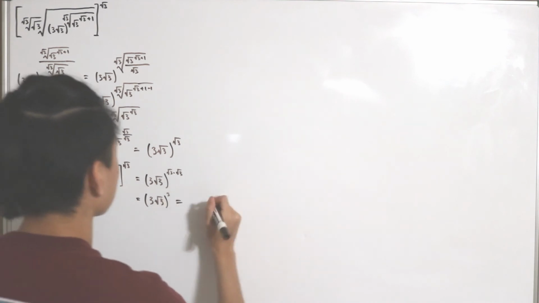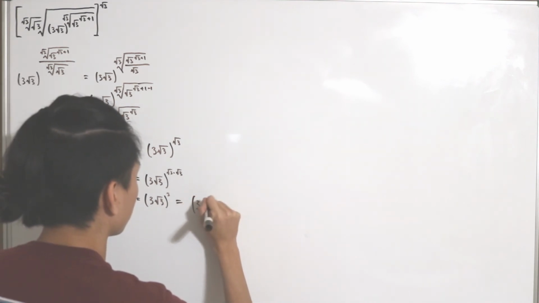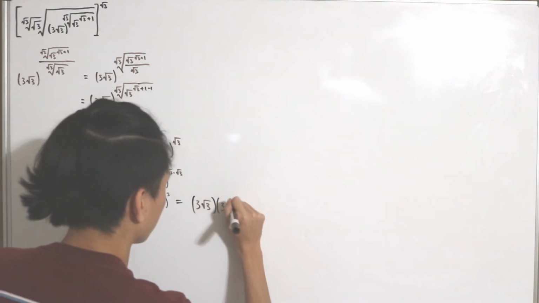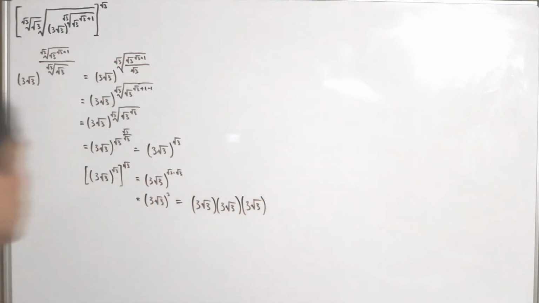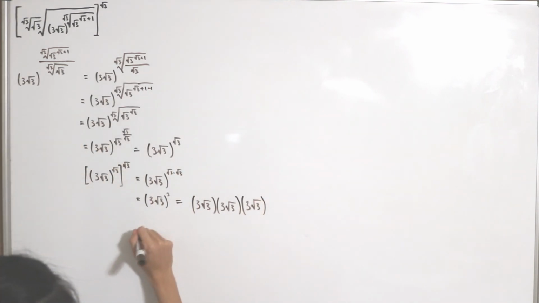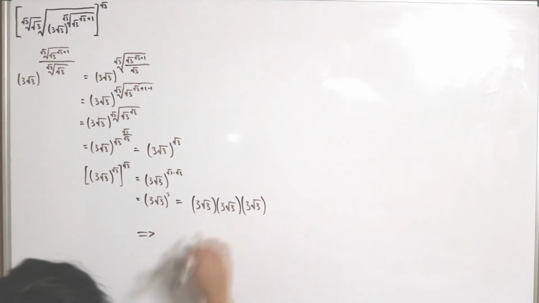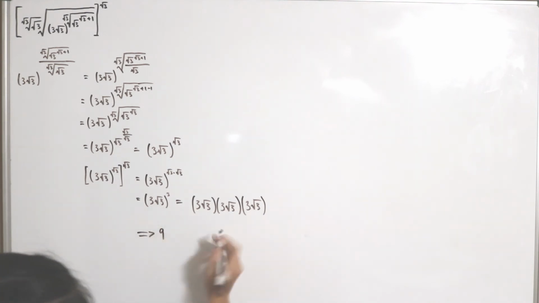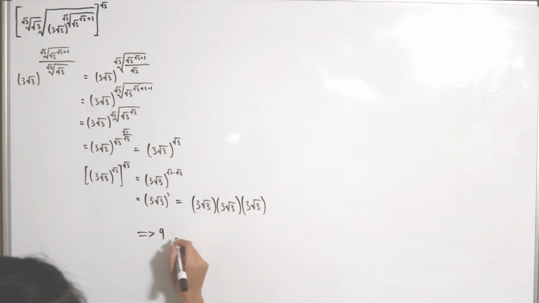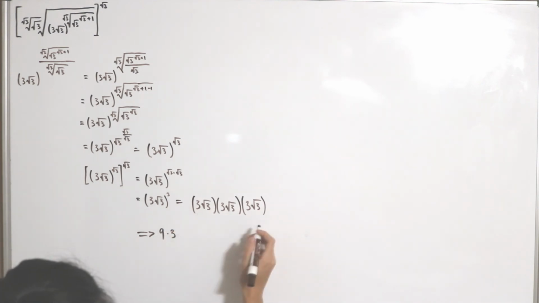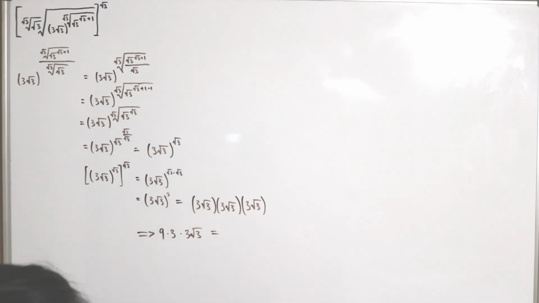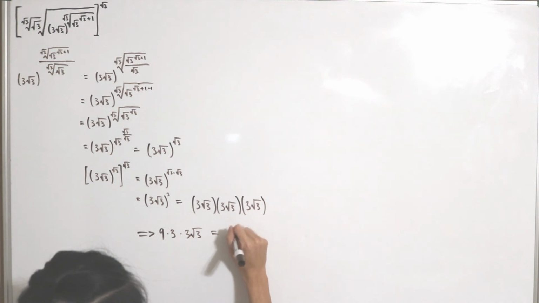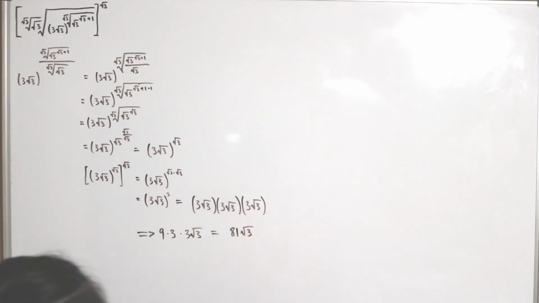Then therefore, that means we have 3 times square root of 3, times 3 times square root of 3, times 3 times the square root of 3. Okay, now we can simply compute this. So 3 times 3 is 9, okay? Then multiplied by square root of 3 times square root of 3, that's just 3, okay? And then multiplied by 3 times the square root of 3, which is simply 9 times 3, 27, times 3, 81. So our final answer is just 81 times the square root of 3.